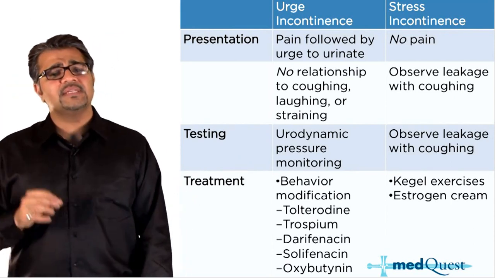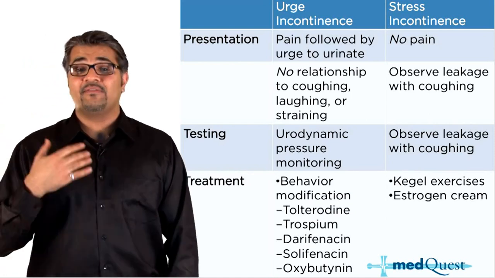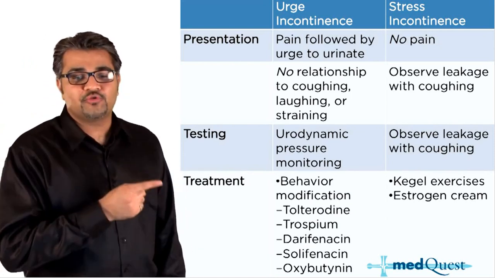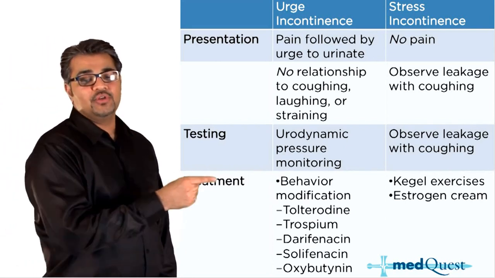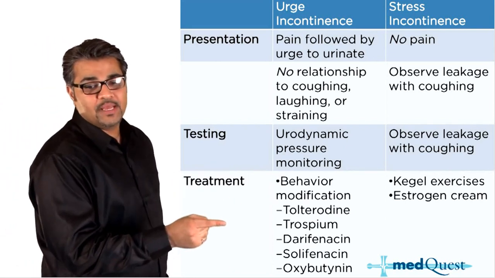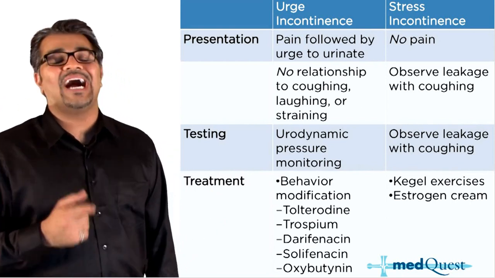How do you test for this? Very straightforward. You do urodynamic pressure monitoring. Have I ever ordered it? No. Now, treatment, it's through behavior modification, and then if you need a medication, you can use tolterodine, trospium, darifenacin, solifenacin, and the most common that we always see is oxybutynin.